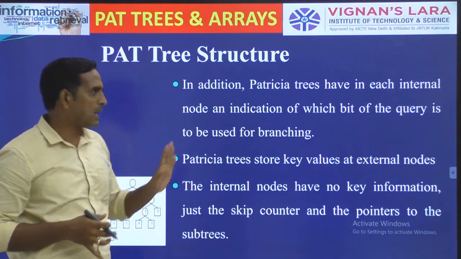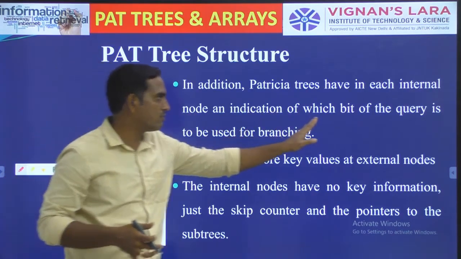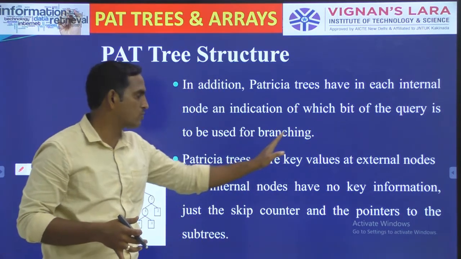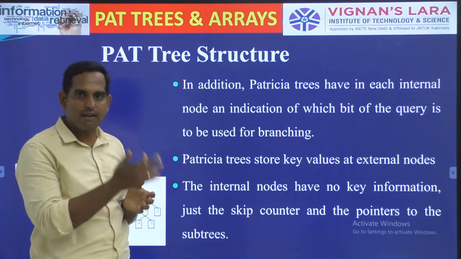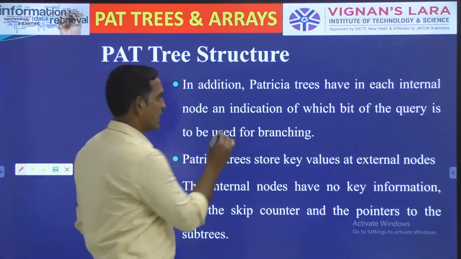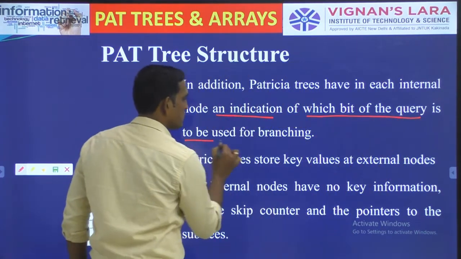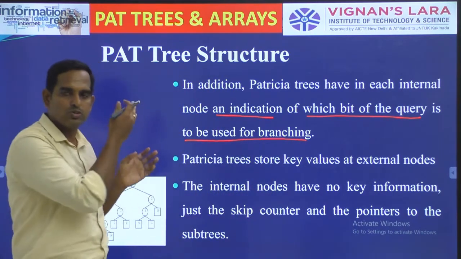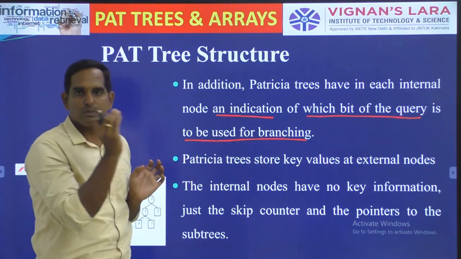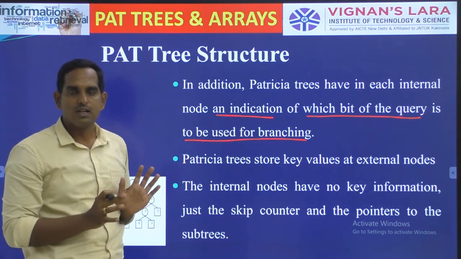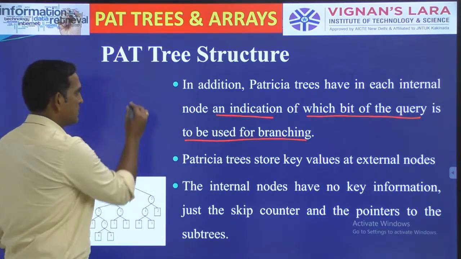Okay, in addition, Patricia trees have in each internal node an indication of which bit of the query is to be used for branching. At each and every internal node in the Patricia tree, you are going to have an indication of which bit of the query is to be used for branching. Whether you have to use the second bit, the third bit, the fourth bit, the fifth bit. So which bit you have to use for branching here, that particular bit will be specified on all the internal nodes in your Patricia tree.